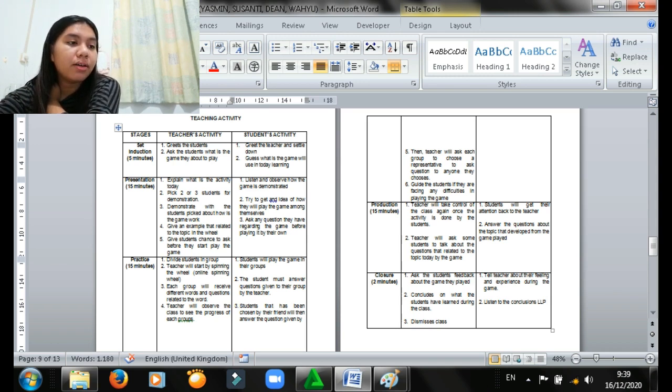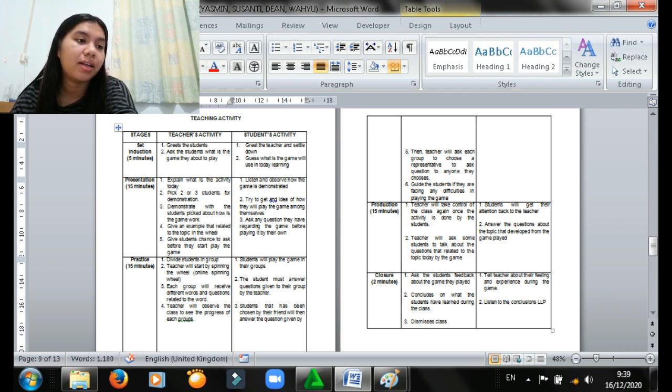And lastly is the closure. The teacher will ask for feedback from the students. For example, what do you feel about the game, about the activity that we've played today during the lesson? How do you feel now? What did you feel during the game? And do you think you learned something today by playing the game? Then proceed by concluding the class. Lastly, dismiss the class.